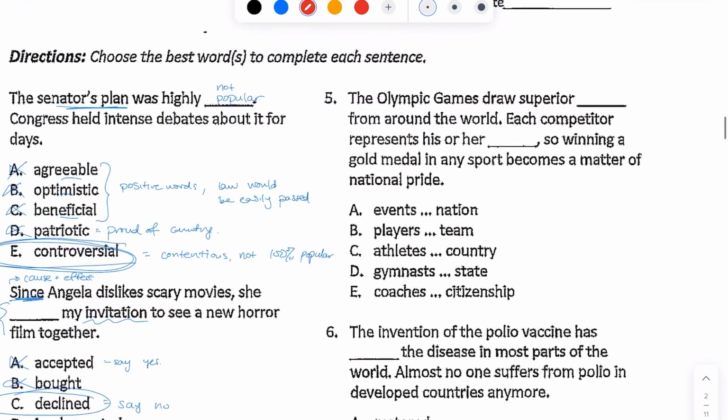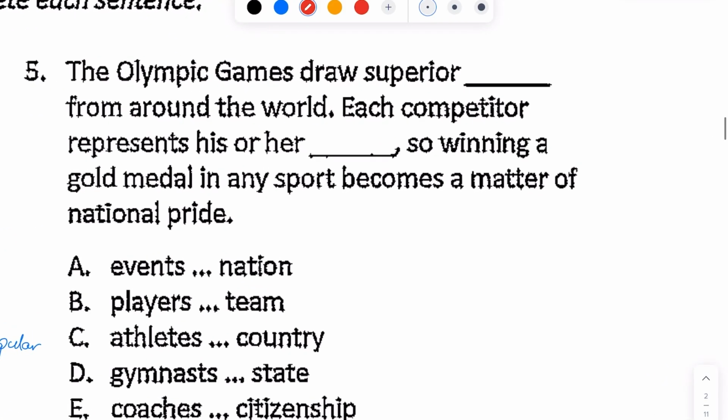All right, next for number 5. The Olympic Games draw superior blank from around the world. Each competitor represents his or her blank, so winning a gold medal in any sport becomes a matter of national pride. So the Olympic Games, these are games held every 4 years. Well, for the summer Olympic Games, you also have ones in the winter every 4 years. And this is an international competition.